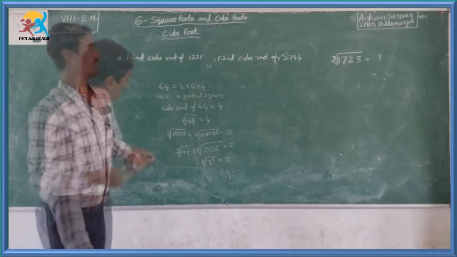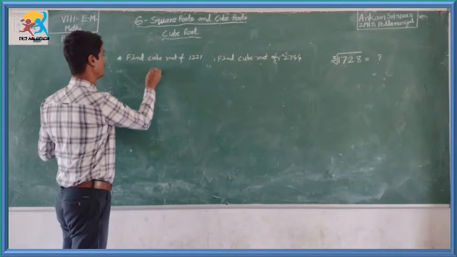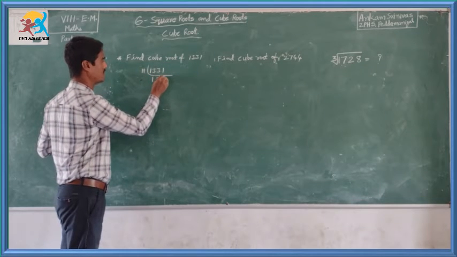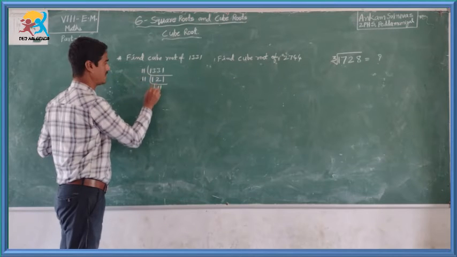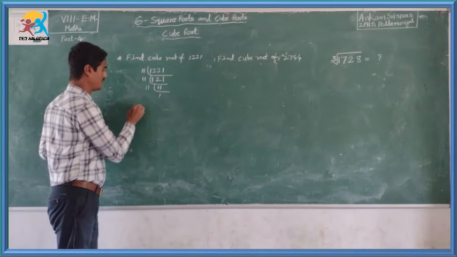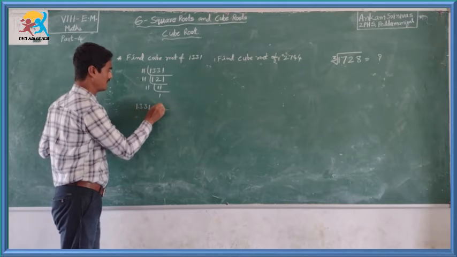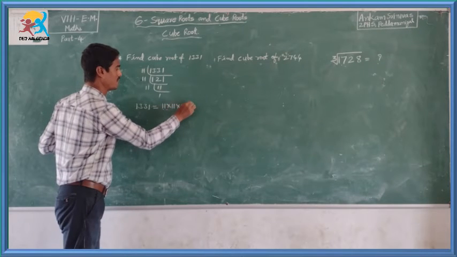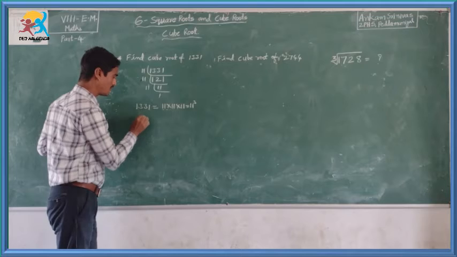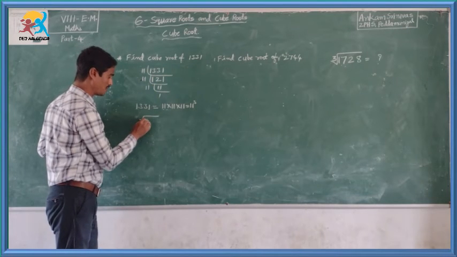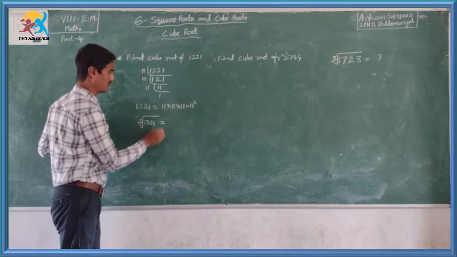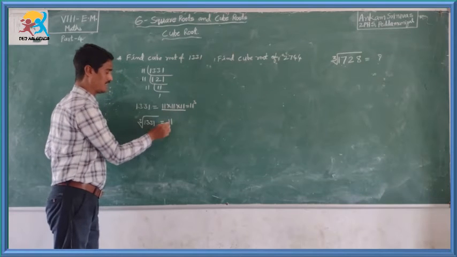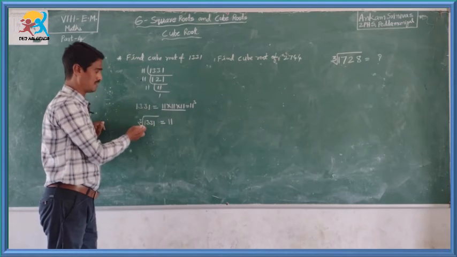Yes or no? Here 1331. Find the prime partition of 1331. 11 ones are 11, 11 twos are 22, 11 11s are 121, 11 times 121 is 1331. If I write the prime partition, 11 into 11 into 11 equals 11 cube. So the cube root of 1331 equals, we have to take one of the three same factors, which is 11. 11 is the cube root of the given number.